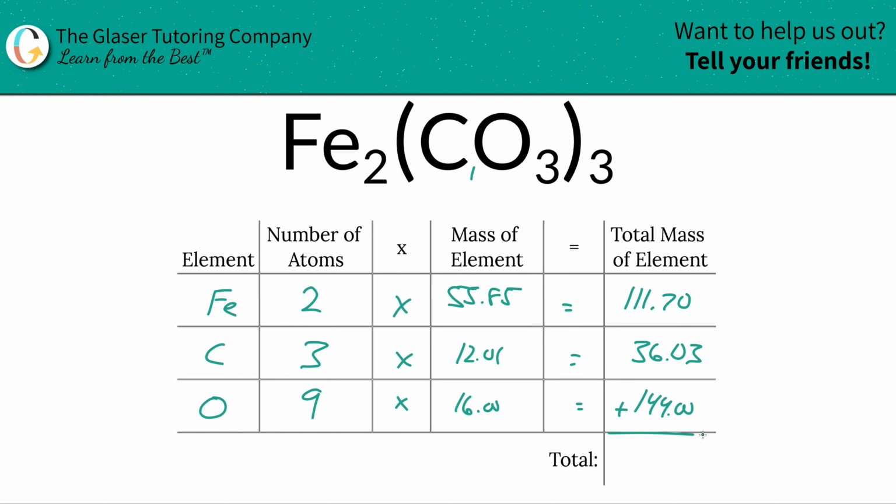All right. To then find the total mass of the entire compound, all you have to simply do now is add up this particular column. And when you do that, we find a total mass here of 291.73. Since we're solving for molar mass, the units here are in grams per mole.